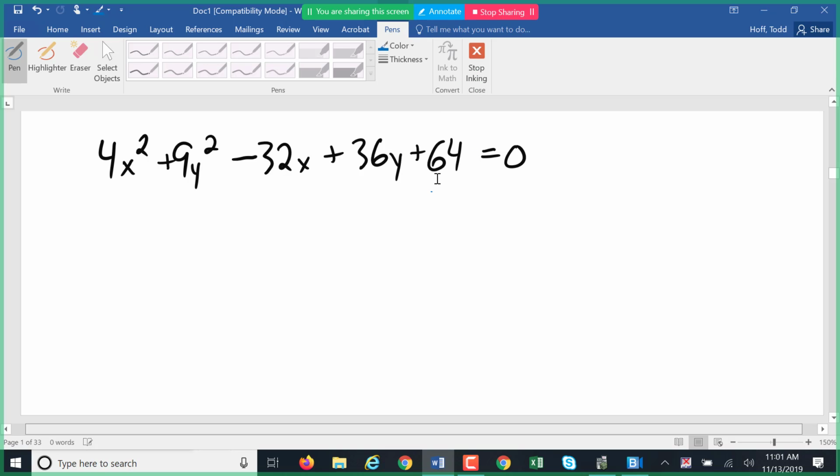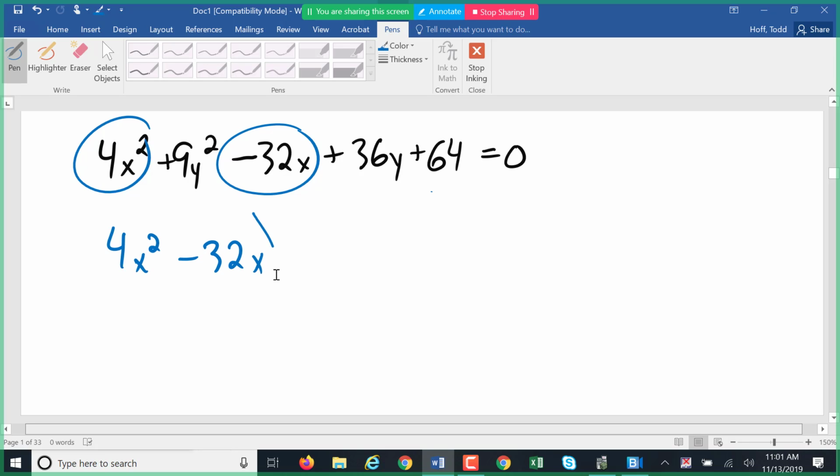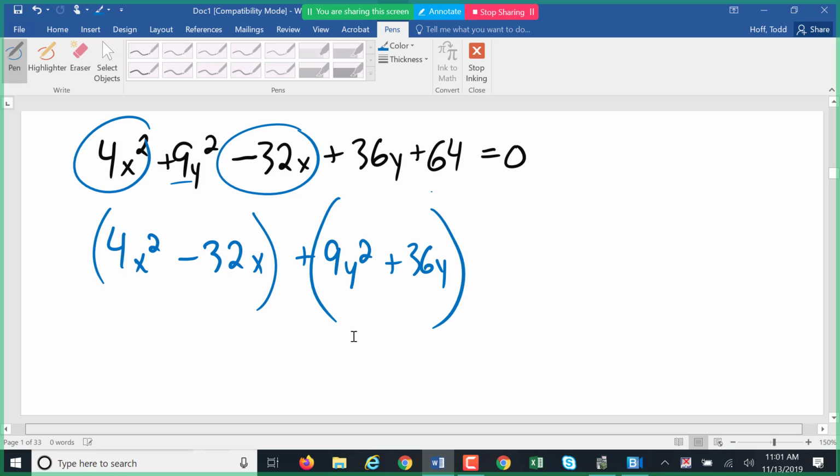I'm going to start by putting the x coefficients together. So the 4x squared and the minus 32x I'm going to put together. Then I'm going to put the y variables and their coefficients together. So I've got a positive 9y squared and a positive 36y. I put those together. The 64, I'm going to move over to the other side of the equation. I'm just going to subtract 64. So I got a negative 64 on the other side.